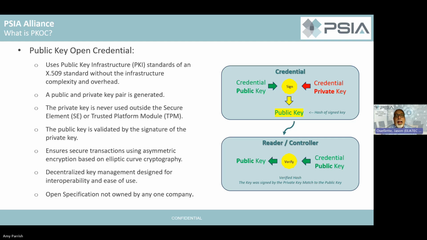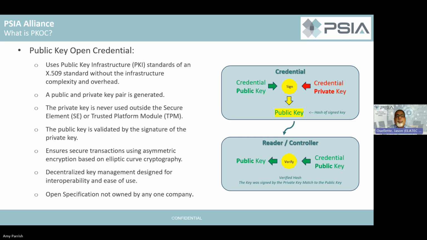So now what happens with Public Key Open Credential, and sort of the magic that goes on behind the scenes, is as soon as you install an app or you put the SIO onto a smart card, then a public and private key pair is going to be generated following the same industry X509 type standards. That means the key pair, and the private key in particular, is going to be stored in the secure element or the trusted platform module of the smartphone or smart card. And from that point, the private key is never exchanged.